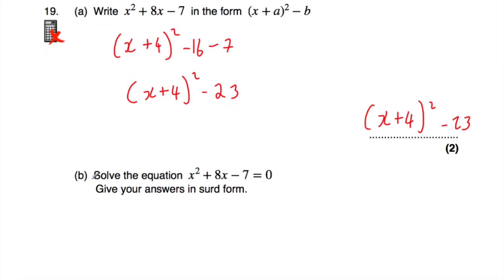Okay, now if we have a look at our next part, part B. Part B says we want to solve the equation x squared plus 8x minus 7 equals 0. So we've got this quadratic equation, and actually the quadratic on the left-hand side we've done completing the square on.